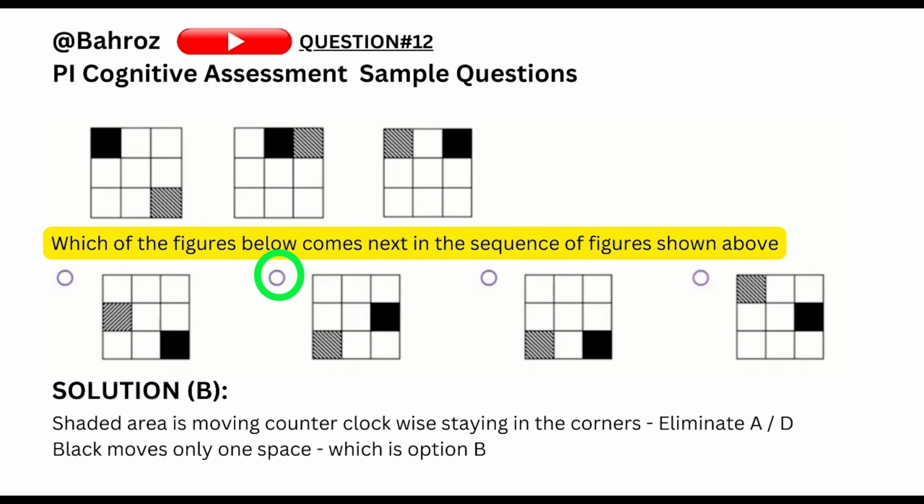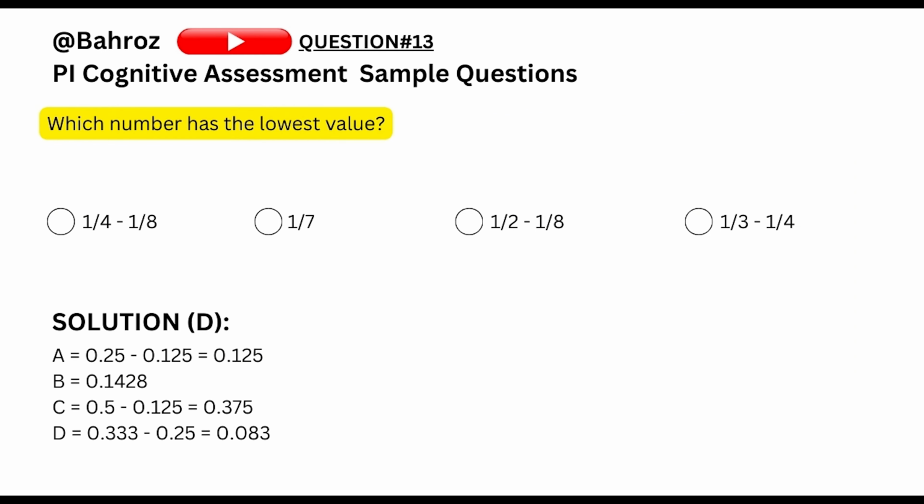Again, the idea here is that if you find the question difficult, start with elimination. Eliminate the wrong ones and then you are left with easy choices. And then if you are challenged with time and you don't know which one to pick, you can make a guess. Guessing between two options is much easier as compared to guessing between 4 options. Question number 13, which number has the lowest value?